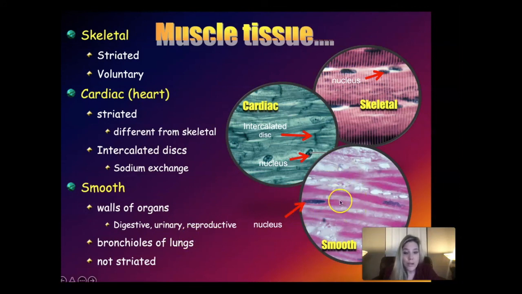So it is not under conscious control. And unlike both skeletal and cardiac, it is not at all striated. So it does not have any stripes or striations. It is smooth. Now you will be able to see the nuclei of cells there.